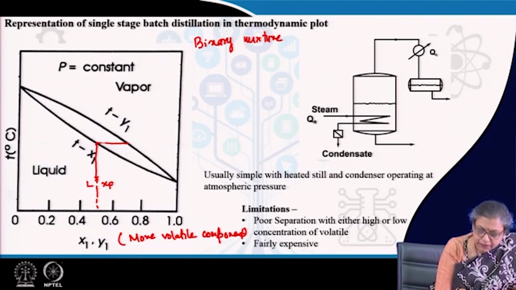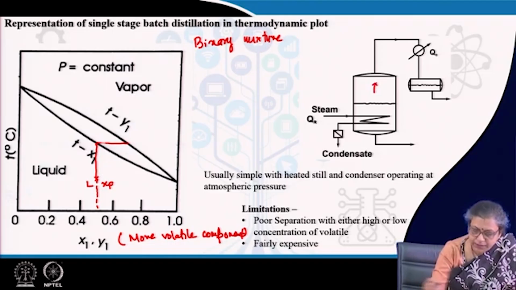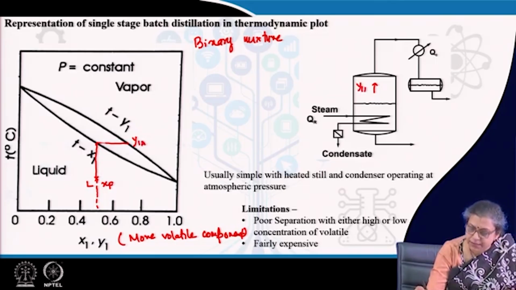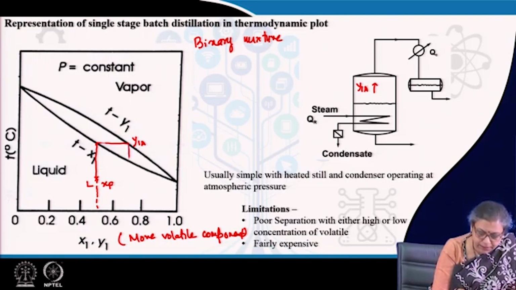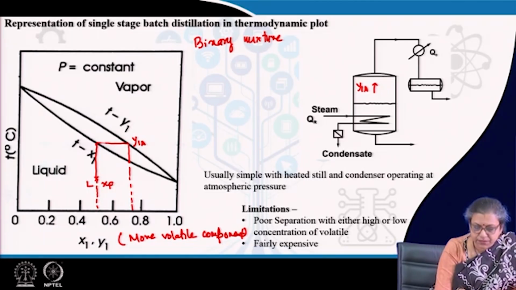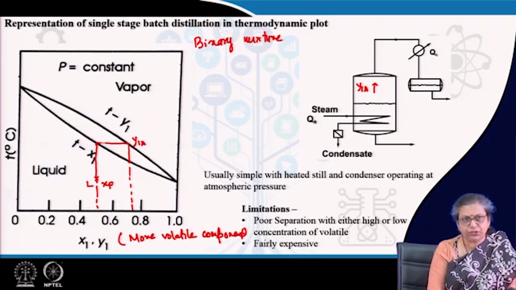So the vapor which is rising from here, the composition of this vapor is denoted by, say, Y1. Then it goes up and is condensed, and when it is condensed the composition is the same. So what we find is we had started from this particular composition, and the distillate that we have got is naturally richer in the more volatile component.